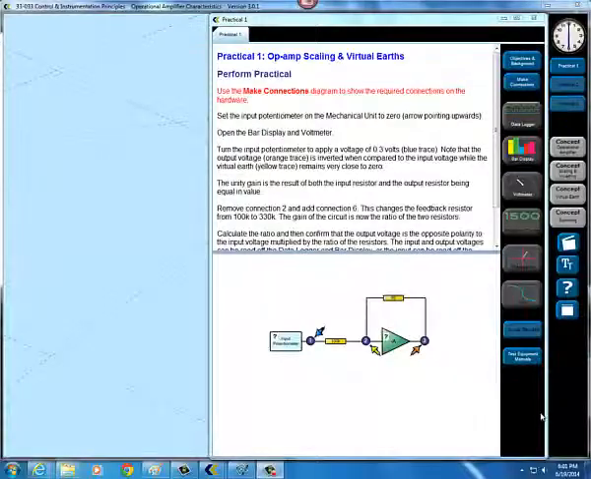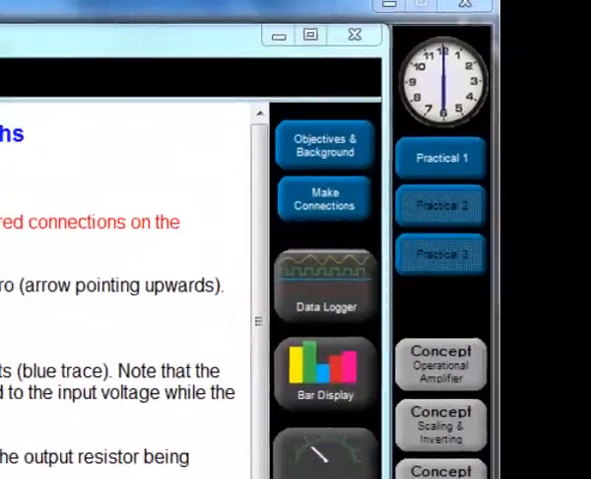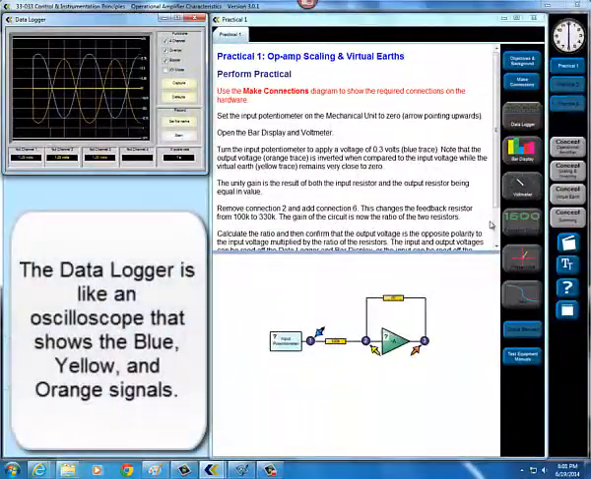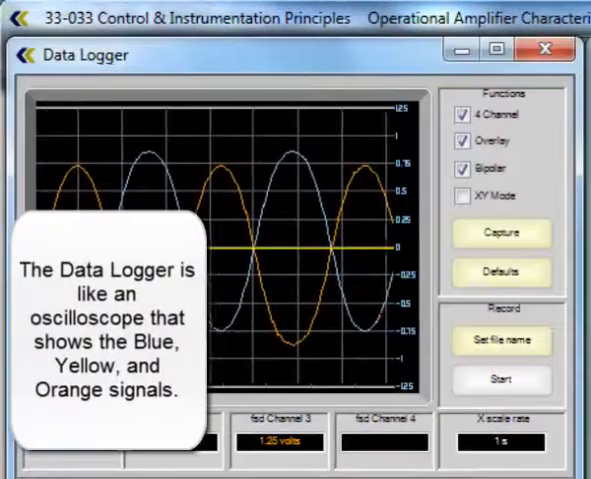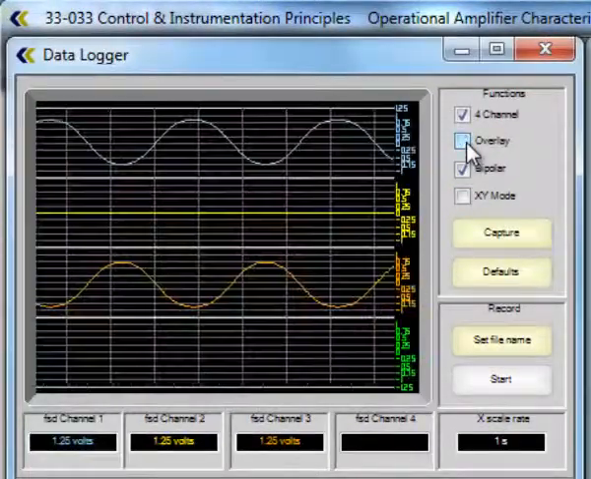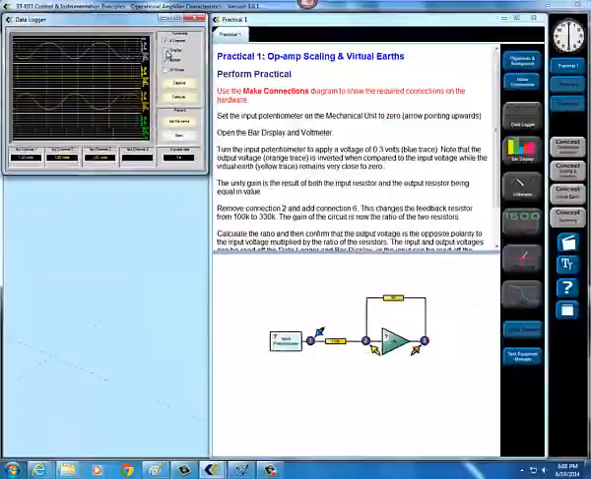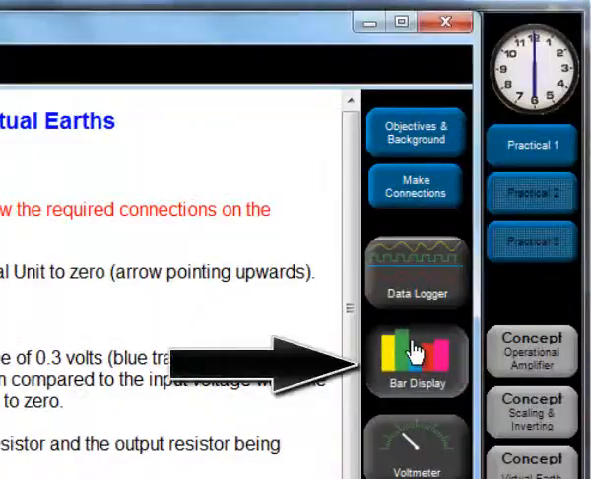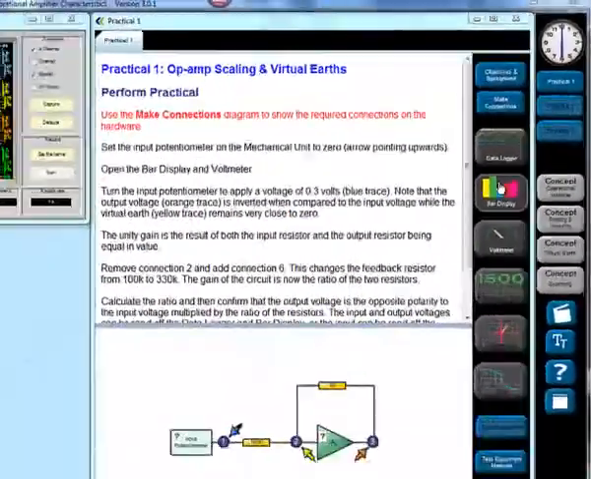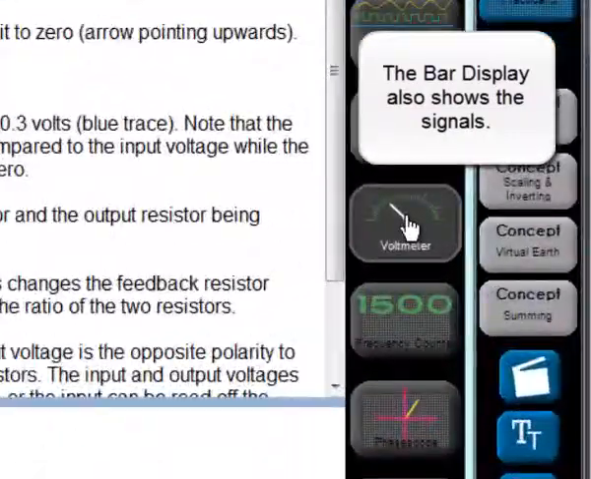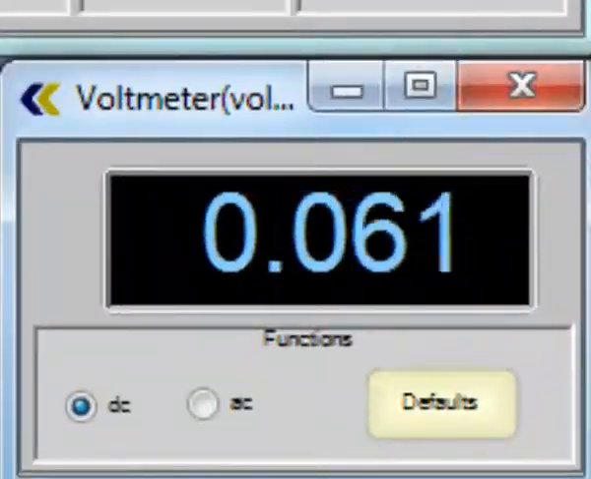Examine the Espial software signals. The data logger is like an oscilloscope that shows the blue, yellow, and orange signals. The bar display also shows those same signals, and the voltmeter shows only the blue signal.